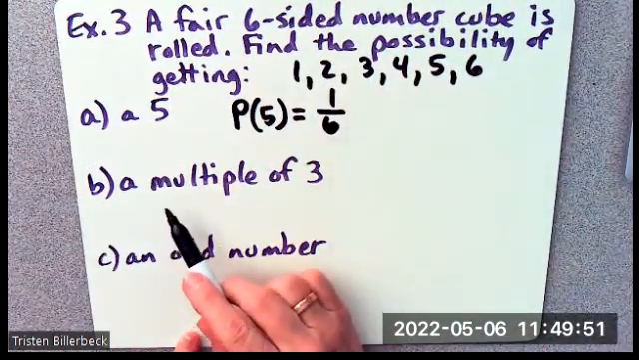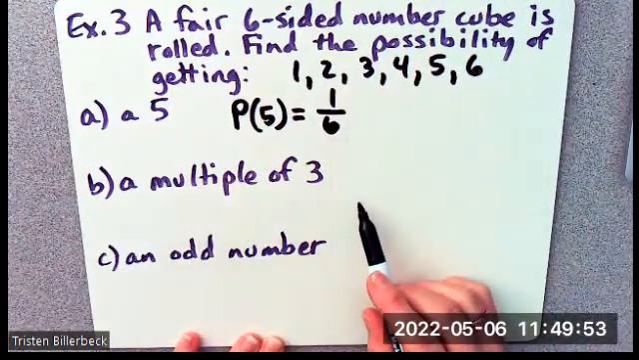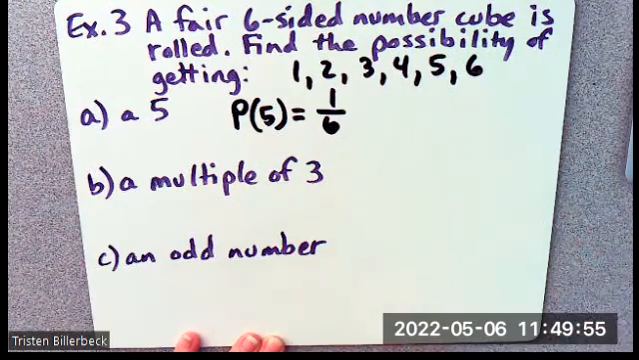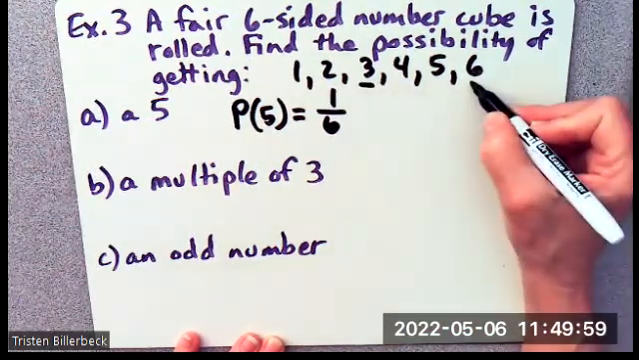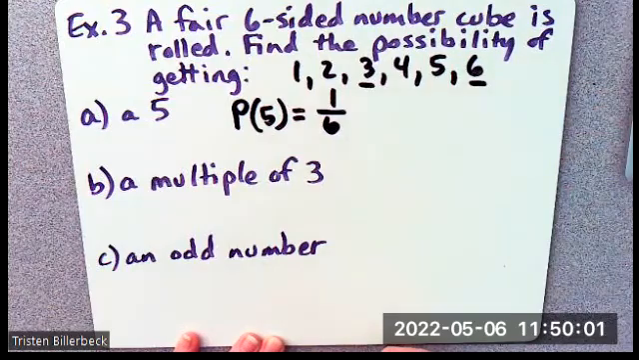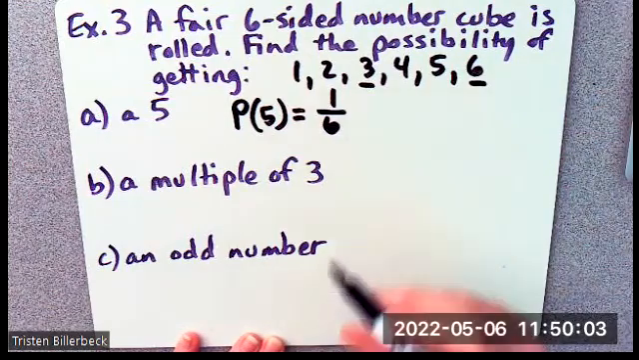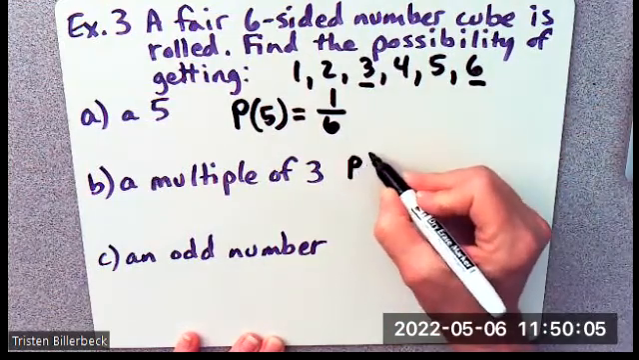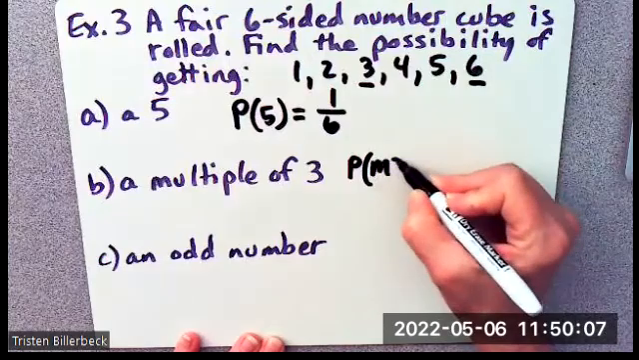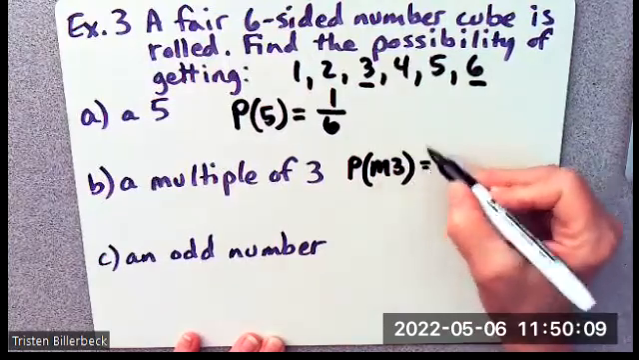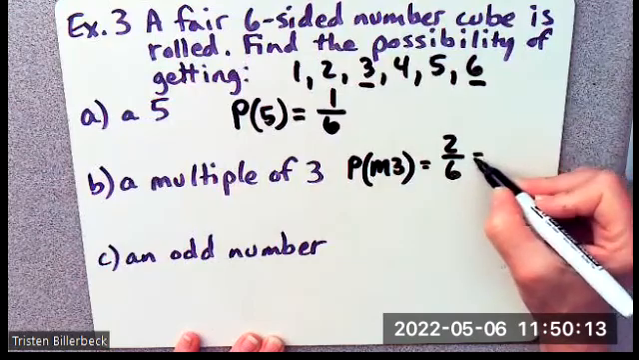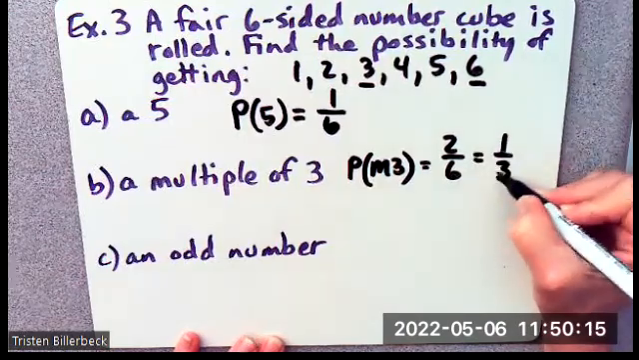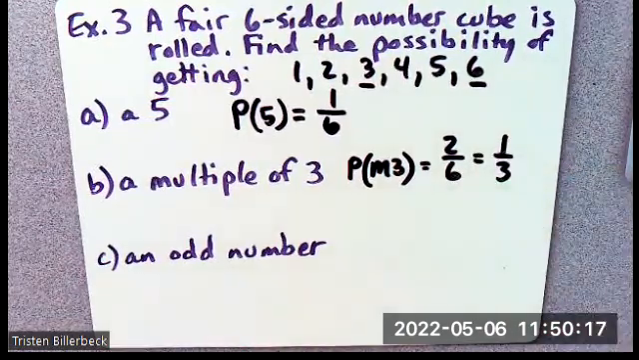So now the probability of throwing a multiple of 3. Well, there's this multiple of 3 and that multiple of 3. So the probability of a multiple of 3 would be 2 possibilities out of 6, and then that reduces to 1/3 of the time we would roll a multiple of 3.